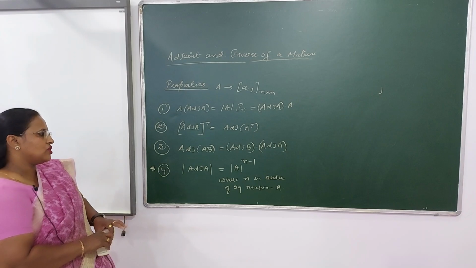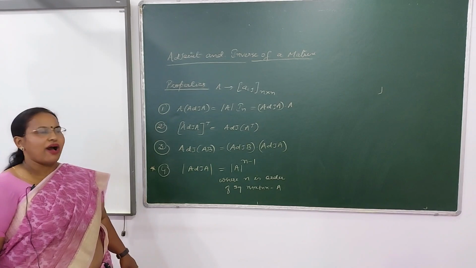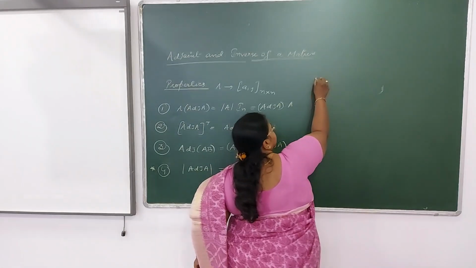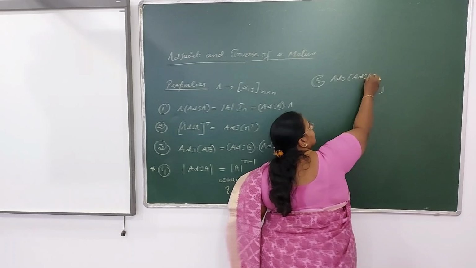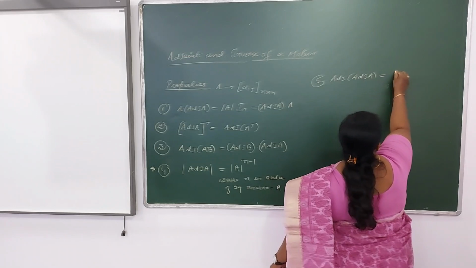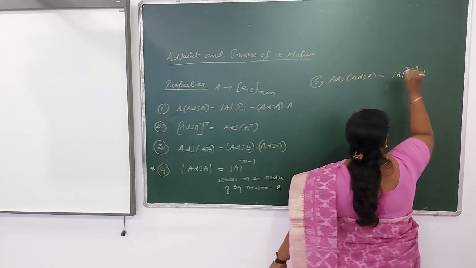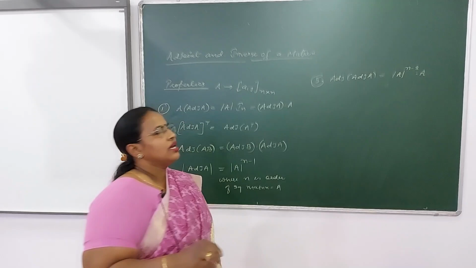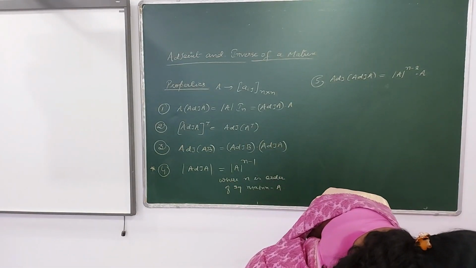So if A is a square matrix of order n, then determinant of adjoint of A is equal to determinant of A to the power n minus 1. The next property: adjoint of adjoint of A is equal to determinant of A to the power n minus 2 into A. Is it okay?